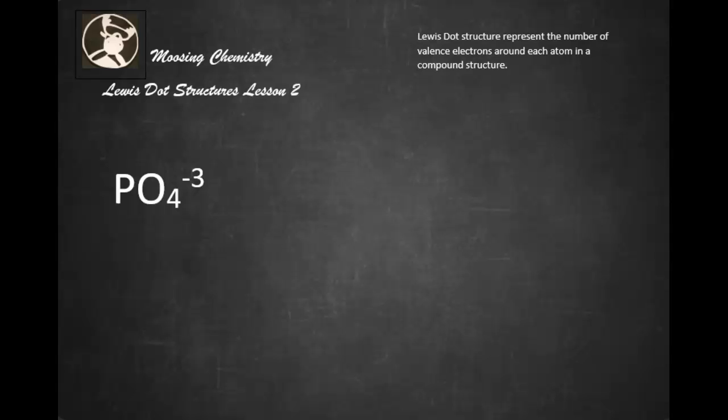All right, let's look at PO4, which is like a phosphate ion. So let's go P. P is in group 15, so that means that there are 5 valence electrons around P. Okay, let's look at oxygen. Oxygen's in group 16, so that gives me 6 valence electrons.